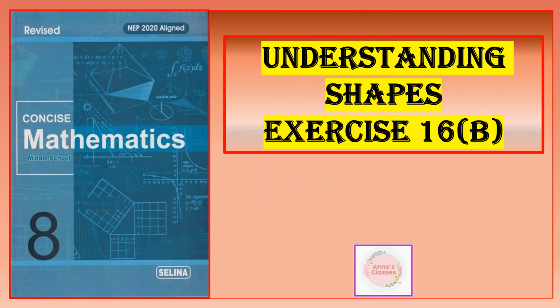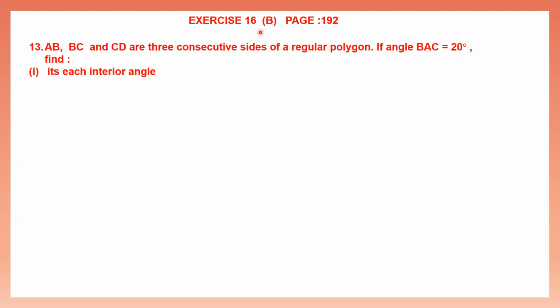Let's do Understanding Shapes, exercise 16b. Page number 192, question 13. AB, BC and CD are three consecutive sides of a regular polygon.